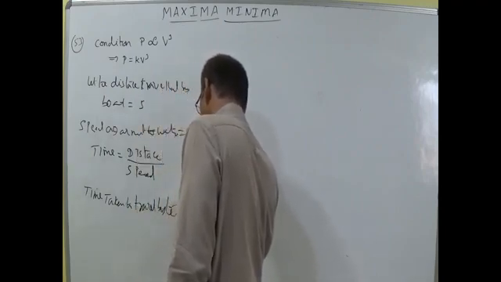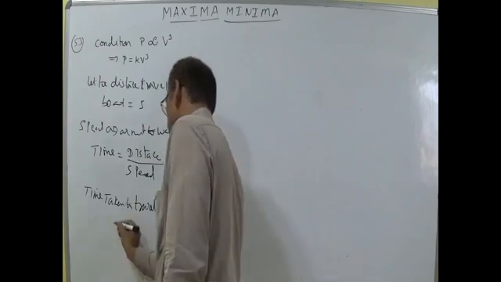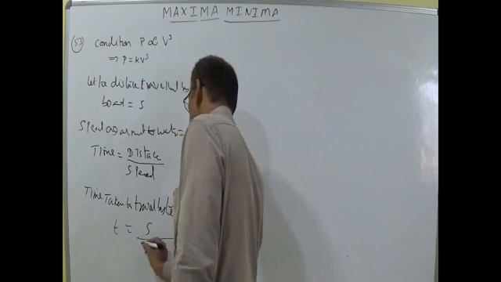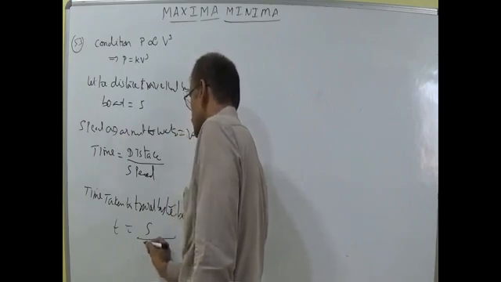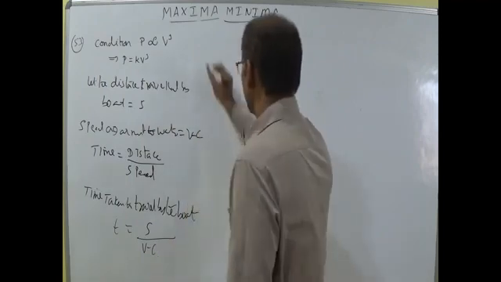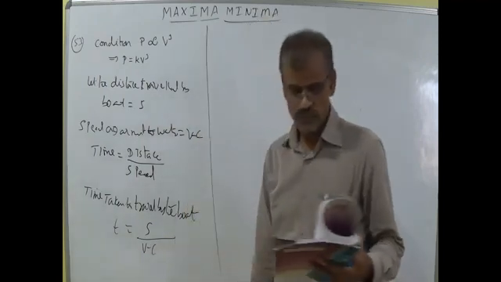Time taken to travel by the boat is T. Let T be equal to distance divided by speed against water. The distance is S, so T is equal to S by V minus C.